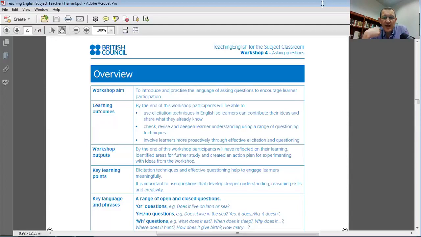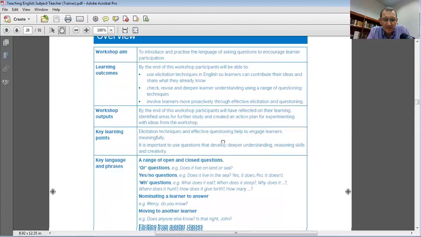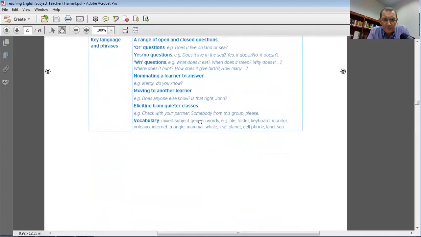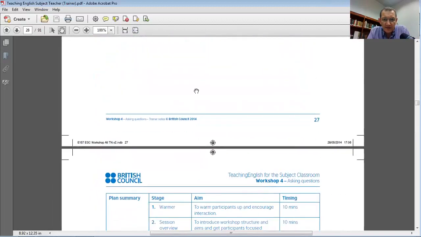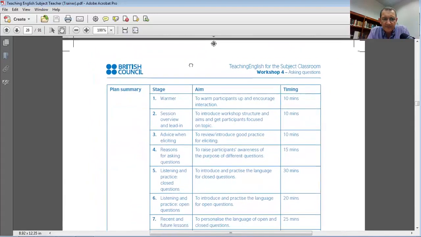Participants will be able to check and revise and deepen learner understanding using a range of questioning techniques, and involve learners more proactively through effective elicitation and questioning. Okay, so I'm not going to read through all of these things now. I'm going to move straight on to the procedure.